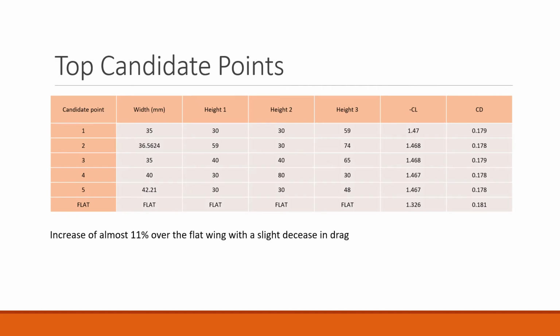The top 5 points are shown compared to the flat end plate without a footplate. As you can see, the addition of a footplate with a width of around 35 to 45 millimeters resulted in an increase of lift of as much as 11% with a small decrease in drag.